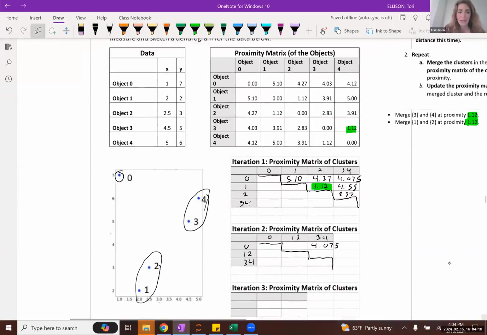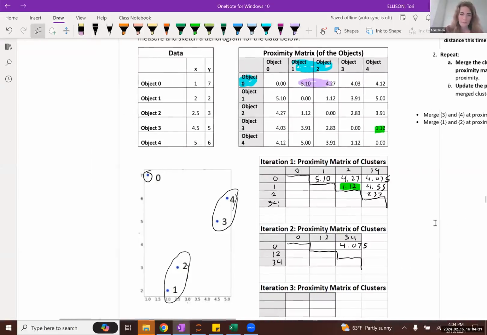Okay. So next, what we need to do is calculate the distance between cluster 0 and cluster 1, 2. So we would find the average distance between all pairs of points in these two clusters here, or take the average of these two values here. So we would get 4.685.